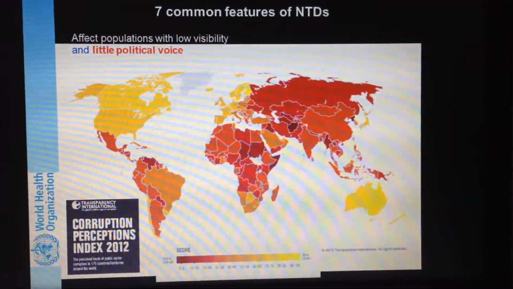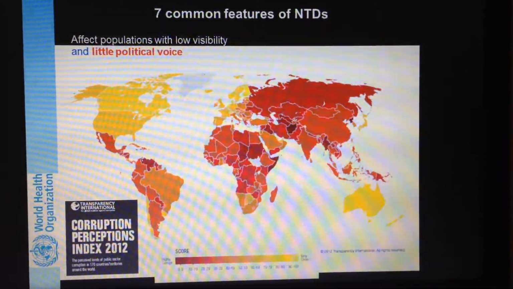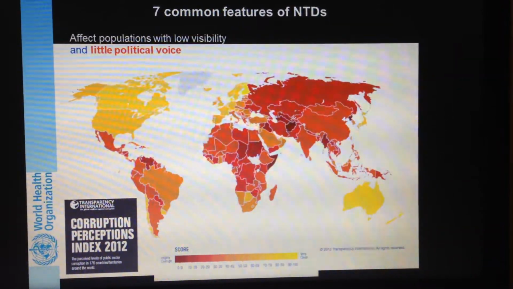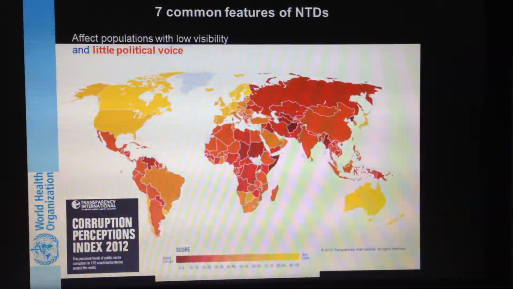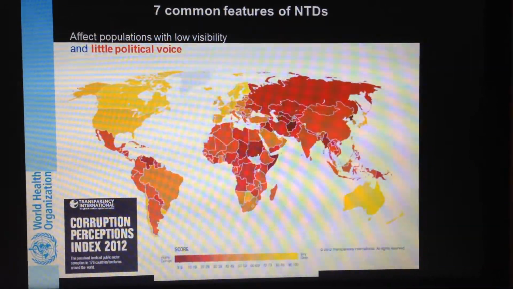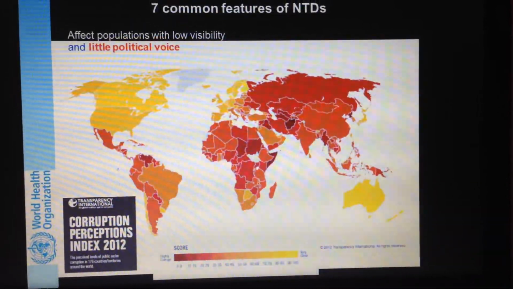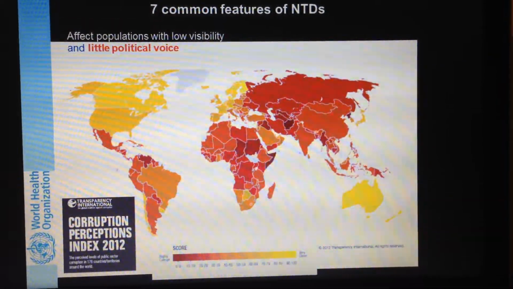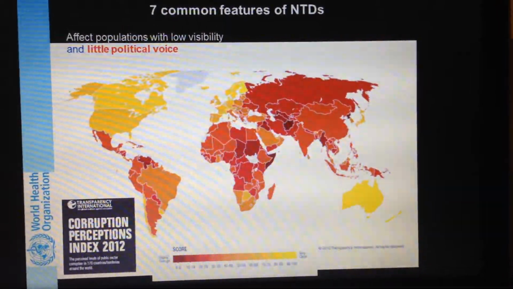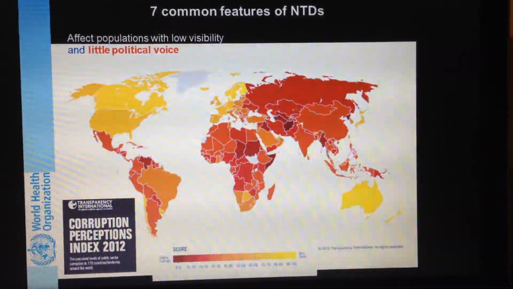It is also very important to bear in mind that people living in poor countries and in countries where NTDs are highly endemic are people with little political voice, and that is extremely linked to the level of corruption in the countries. You can see in this map the Corruption Perception Index by Transparency International, and the more intense the colors with red have a higher level of corruption compared to the ones in yellow.